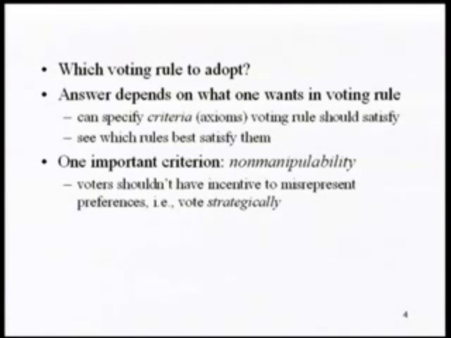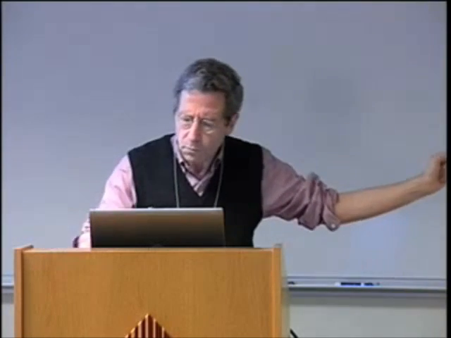And there are a number of reasons why this is viewed as an important criterion. The most obvious is that if voters are voting strategically, then in effect we're not implementing the voting rule that is under consideration. We're implementing something else because people are misrepresenting their preferences.